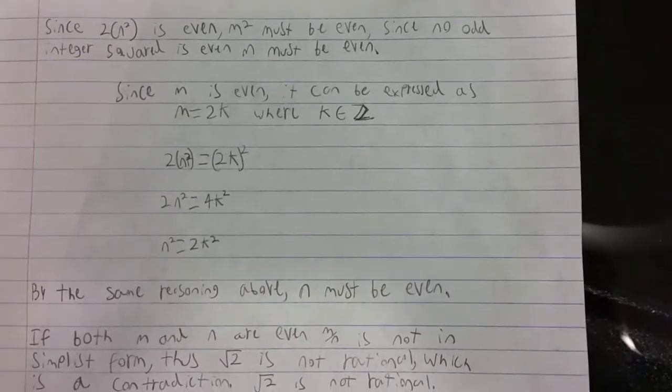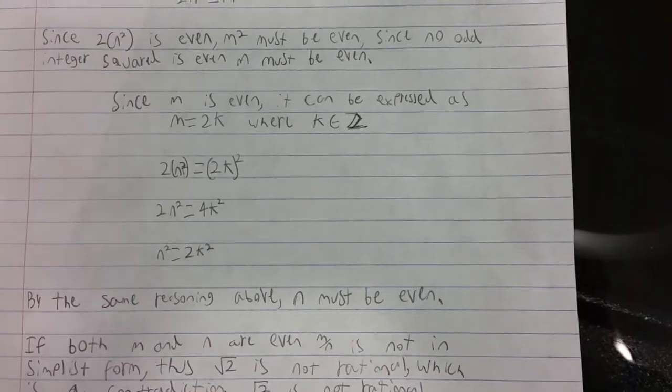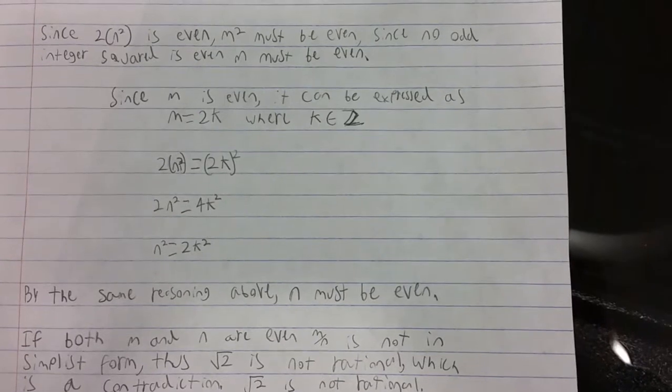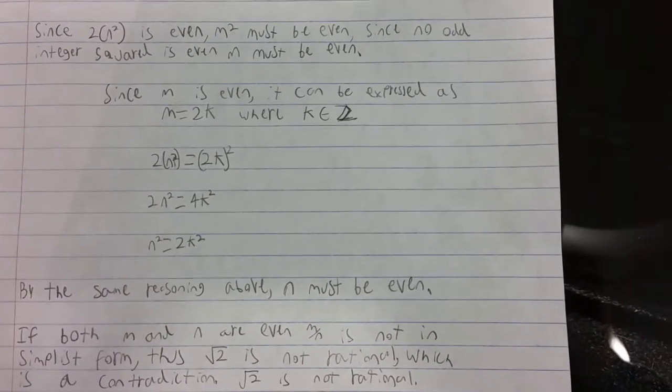By the same reasoning above, n must also be even. If both m and n are even, m over n is not in its simplest form. Thus, square root of 2 is rational leads to a contradiction. Therefore, square root of 2 is not rational.